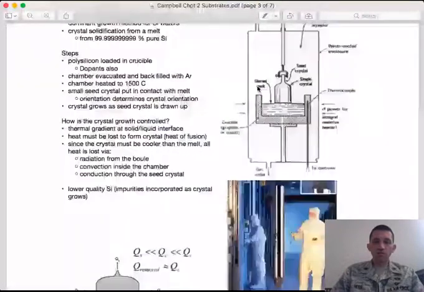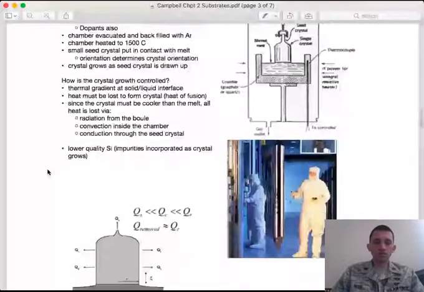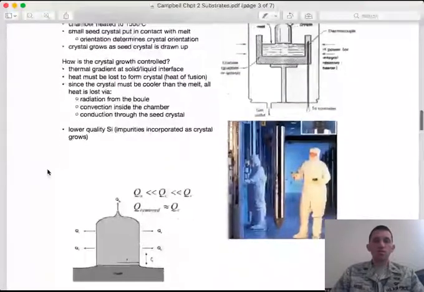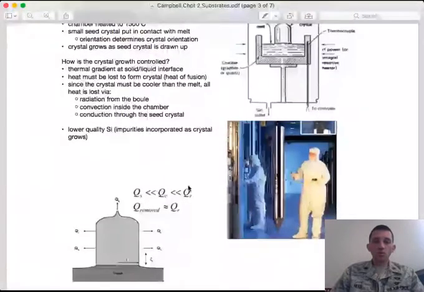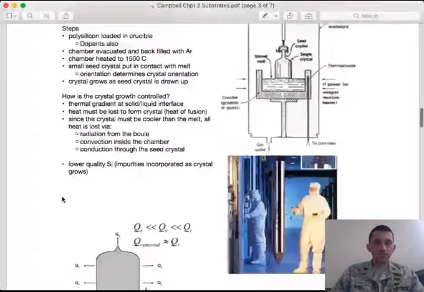But remember, the seed is very much more narrow than the growing crystal, and so there's not a lot of cross-section for that conduction to occur. And so we lose most of our heat via radiation, lesser through convection, and a smaller amount through conduction through the neck of the boule.